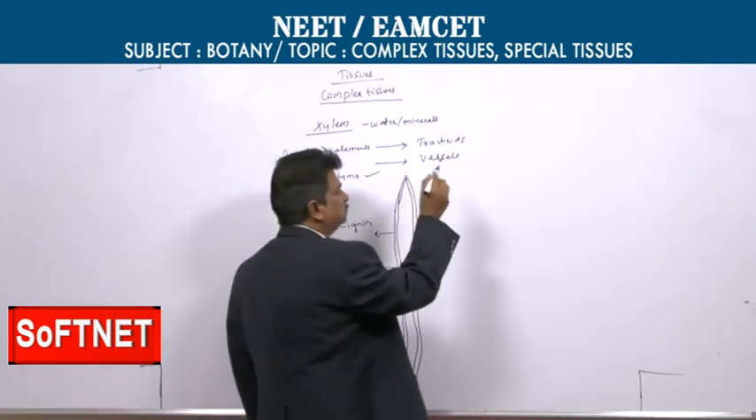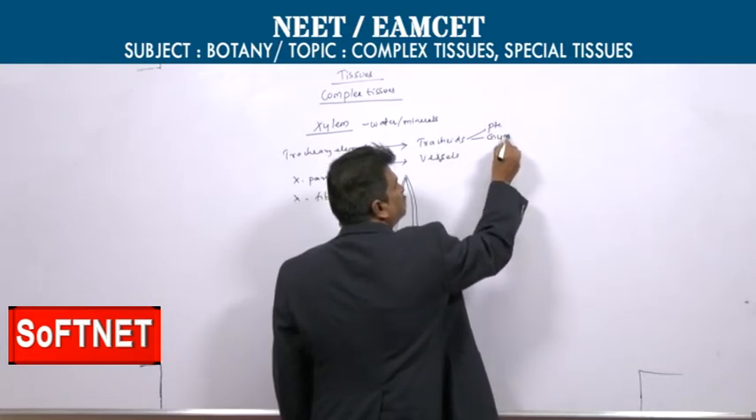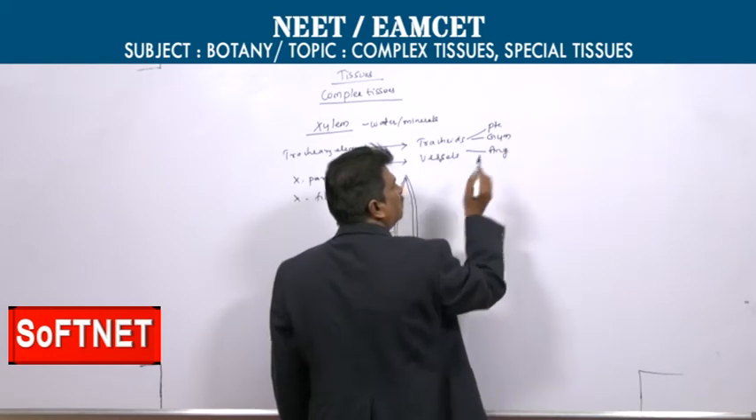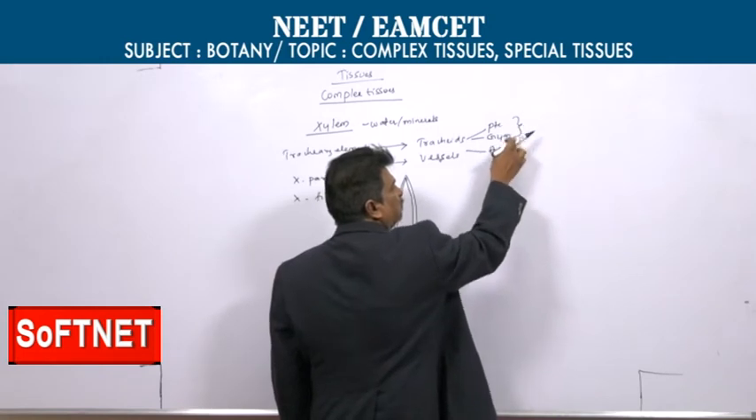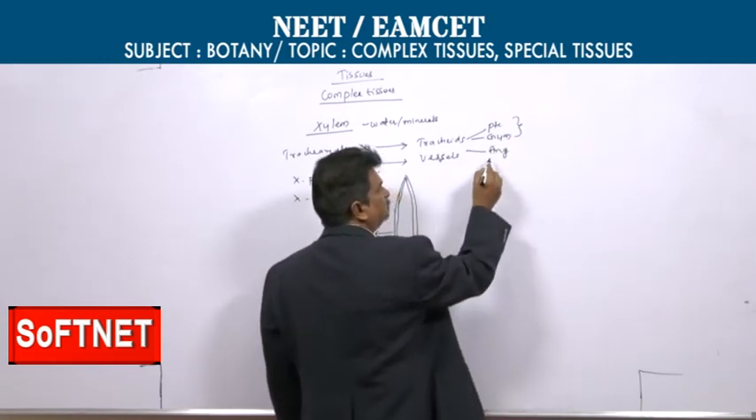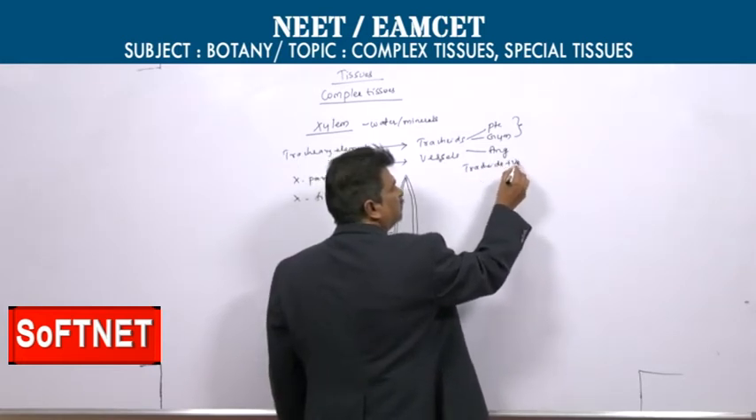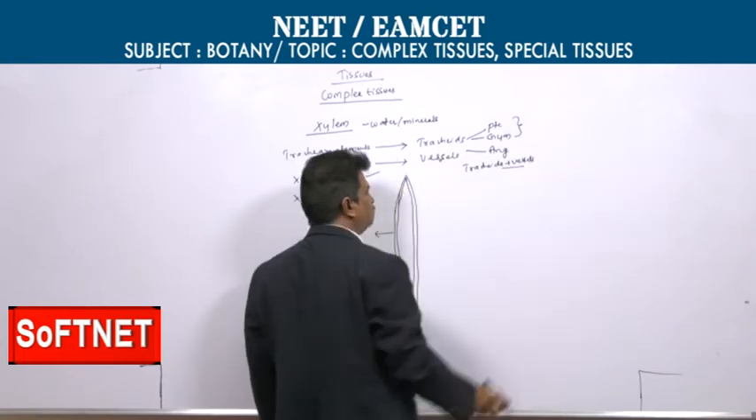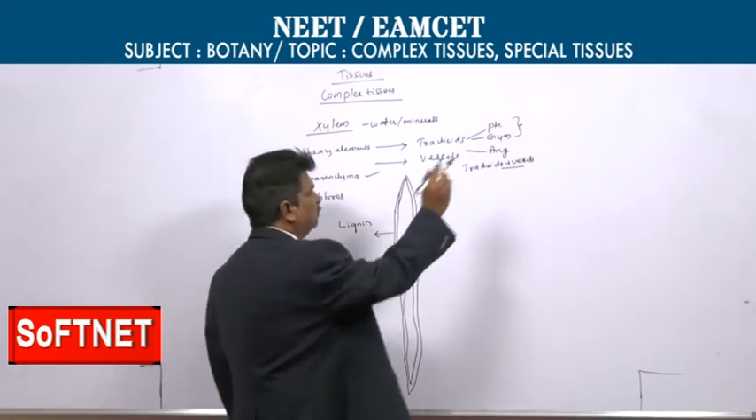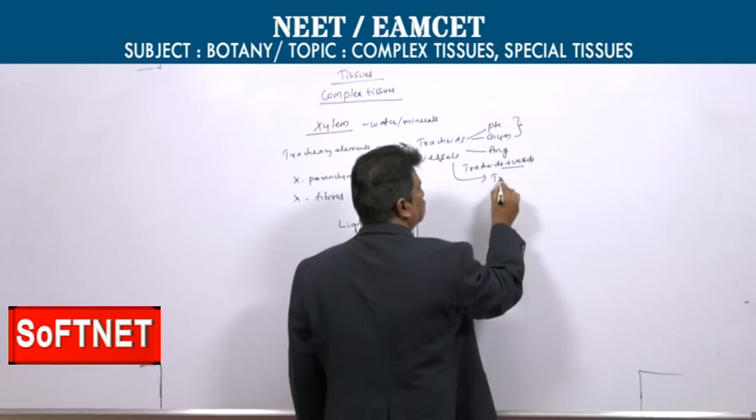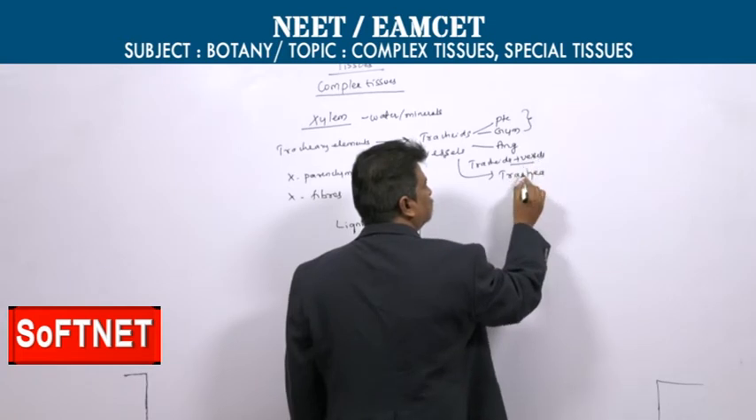Tracheids are present in all tracheophytes, meaning present in pteridophytes, gymnosperms, and also angiosperms. The main conducting cells in pteridophytes and gymnosperms are tracheids. In angiosperms, along with tracheids, vessels are present. Then next one, vessels. Vessels are also called trachea.